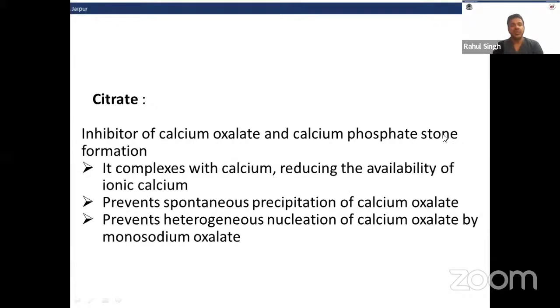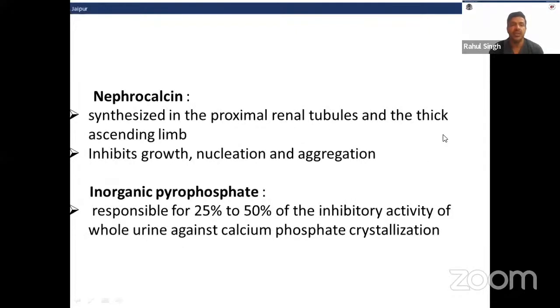Citrate is an inhibitor of calcium oxalate and calcium phosphate formation. It acts by three mechanisms. It complexes with calcium, thereby reducing the availability of ionic calcium. It prevents spontaneous precipitation of calcium oxalate, and finally, it prevents heterogeneous nucleation of calcium oxalate by monosodium urate.